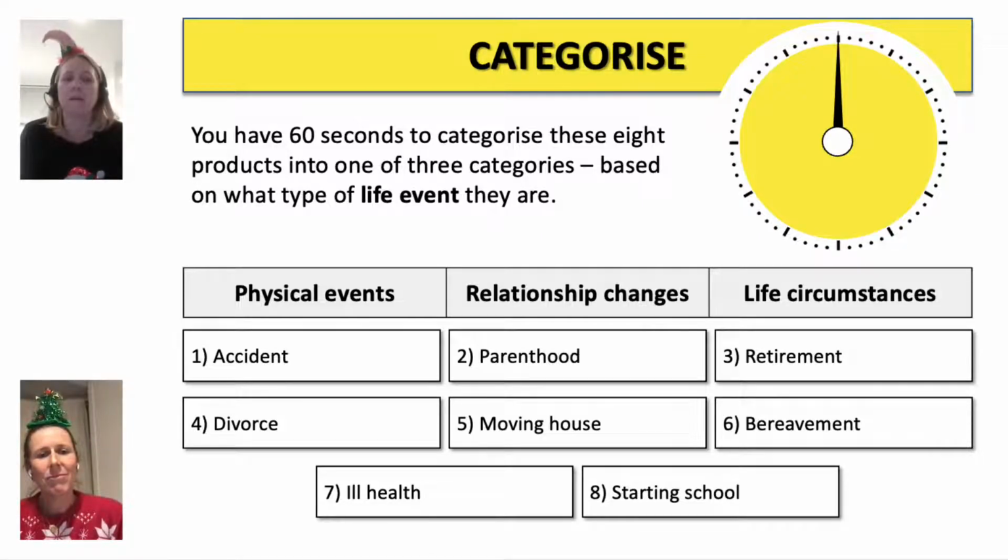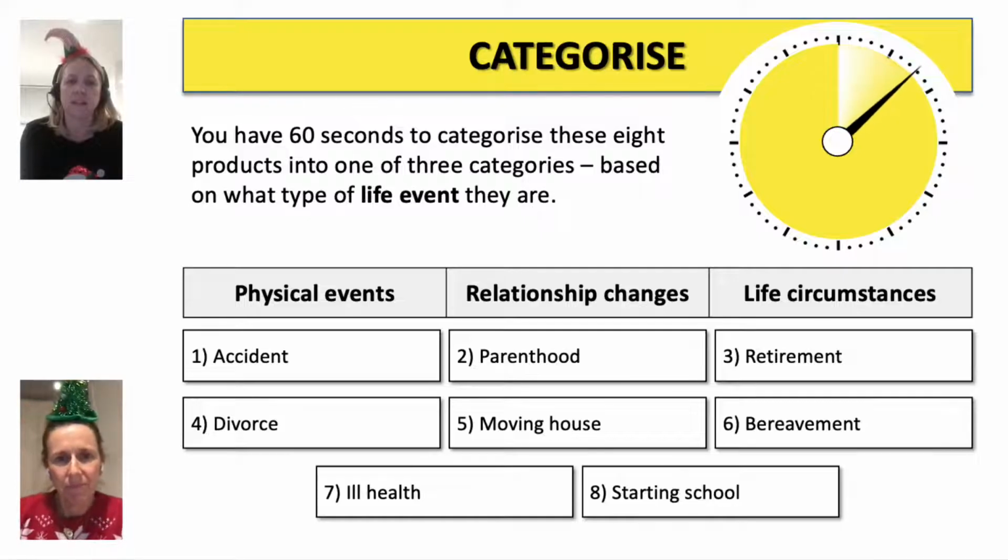So you've got 60 seconds to try and put them into a category. We're going to press the timer and try and write in the chat each time you think you've got a category. What goes into physical events, write it. What goes into relationships, write it. Okay, so have a think here. What is a physical event?